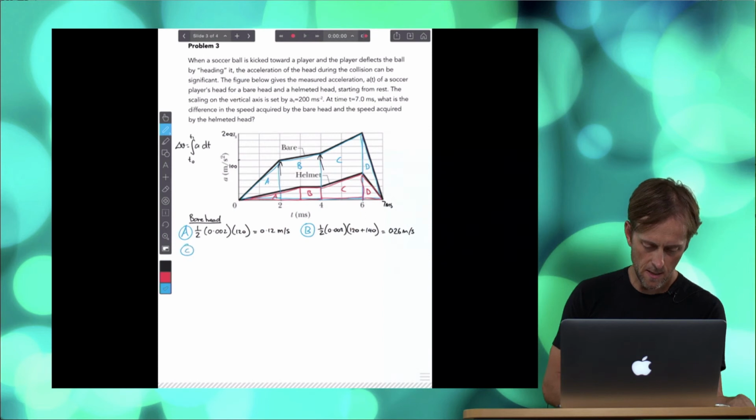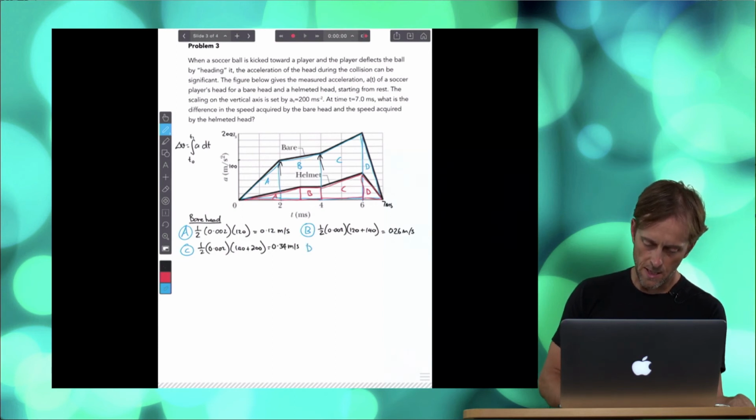C, again another trapezoid, we just use the same arguments. It has an area of half, 0.002, 140 plus 200, which is 0.34 meters per second.